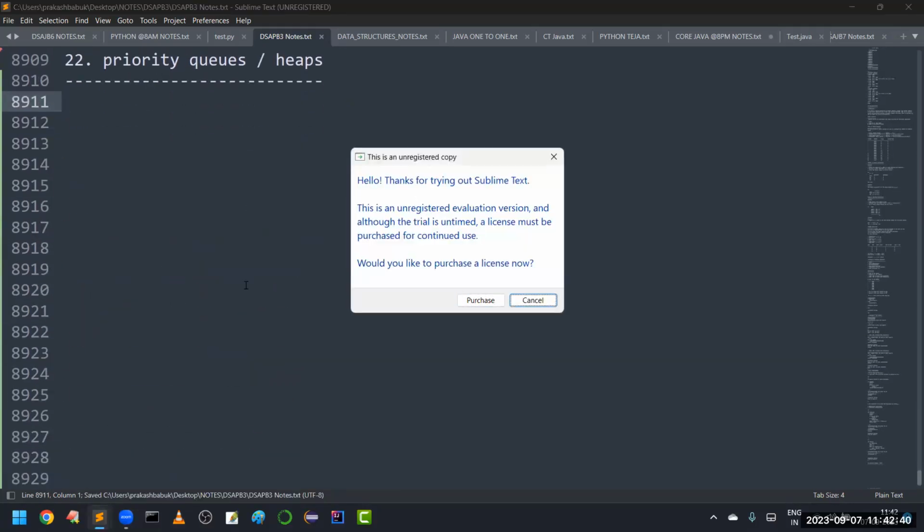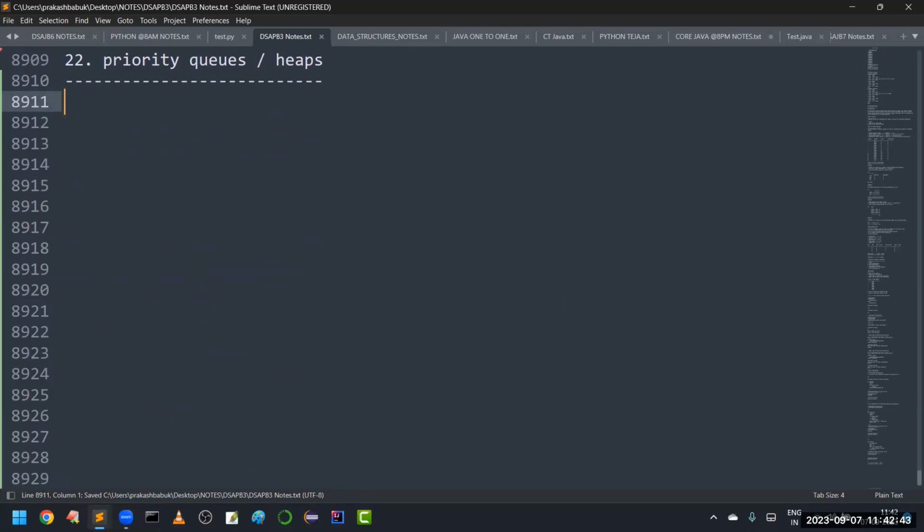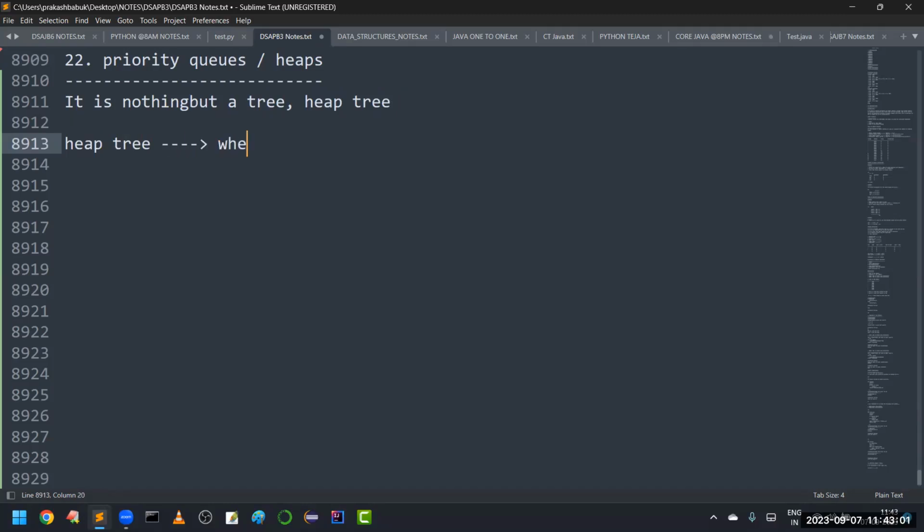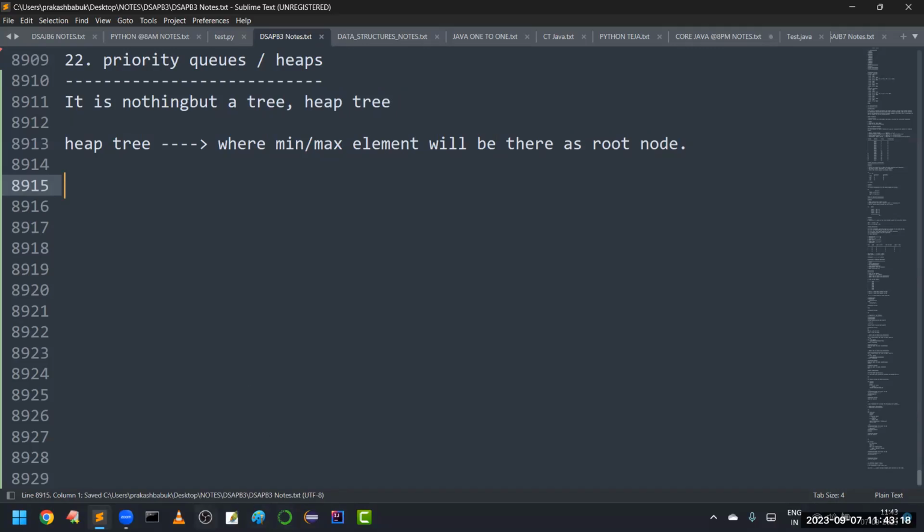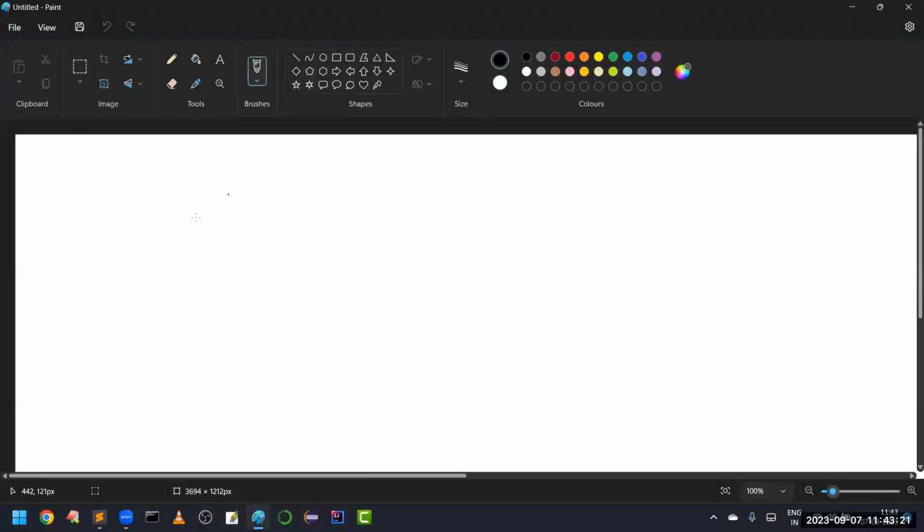So what is meant by this priority queue, or what is meant by these heaps? It is nothing but a tree, and that tree is called a heap tree. So what is meant by a heap tree? A heap tree has one property where the minimum or maximum element will be there as the root node, so every time the minimum element or maximum element will be in the root node.